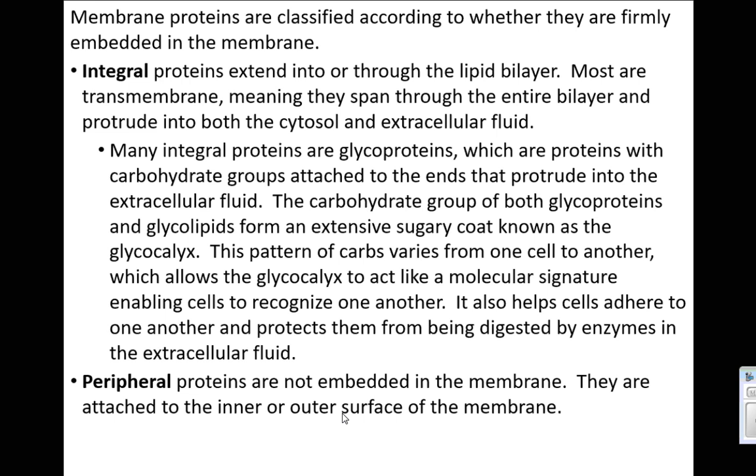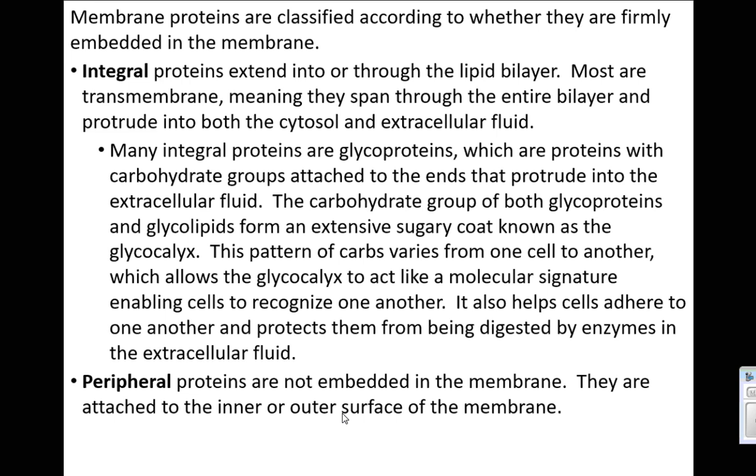Many of these are actually glycoproteins. Not all, but many of them. Which means that they are a carb attached to a protein, just like we saw with glycolipids. Together, the carbs from both glycoproteins and glycolipids create this sugary coat we call the glycocalyx.